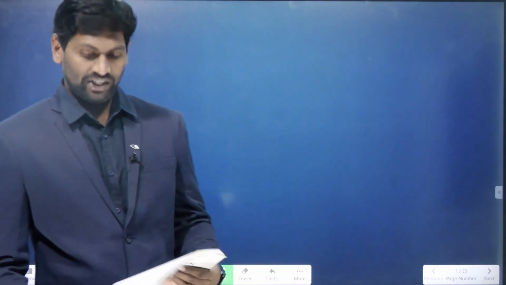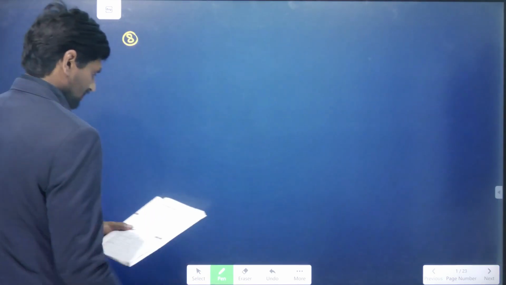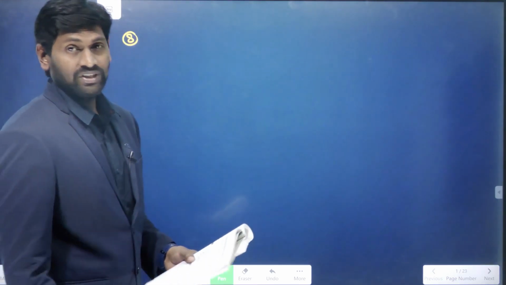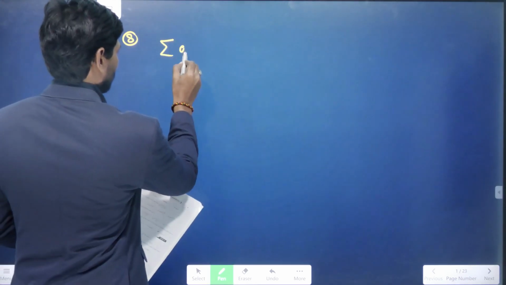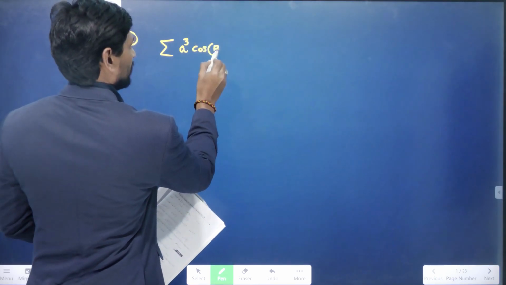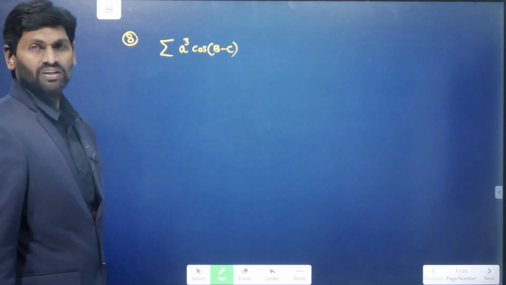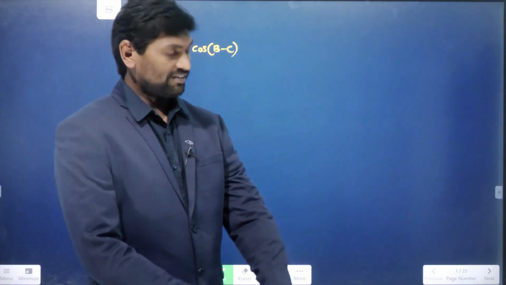Today we are continuing the properties of triangle topic based on sine rule, cosine rule and projection rule. So now we are in problem number 8. It is given that in a triangle ABC, sigma, nothing but the sum of a cube into cos(b minus c), we should find. Sum of a cube into cos(b minus c) value.